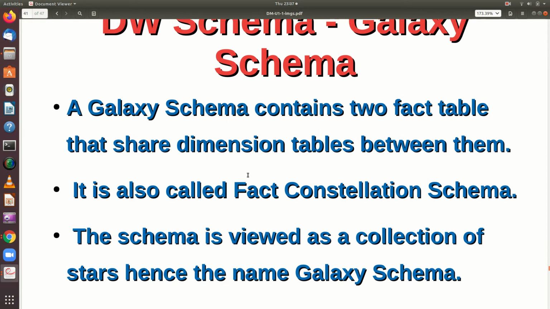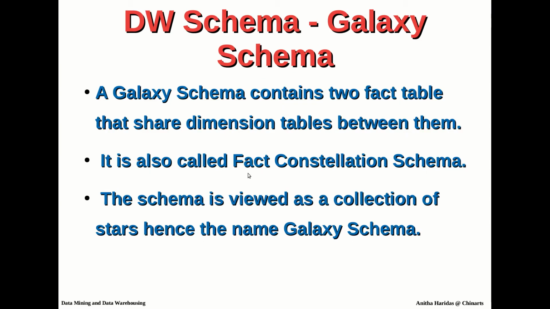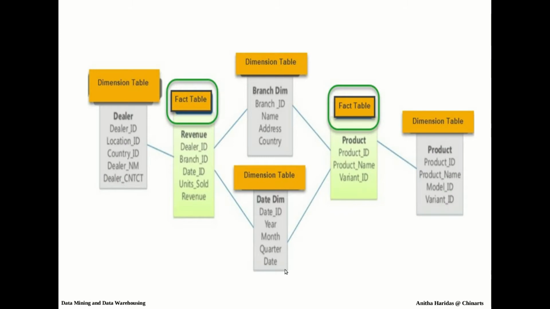So in the galaxy schema, or the fact constellation schema, you can have more than one fact table which will share the dimension tables between them. It is also called fact constellation, and it is viewed as a collection of stars. So there are two fact tables, one dealing with the products, another dealing with the revenue. Both the revenue and the product fact tables are sharing two dimension tables. One is the branch, the other one is the date dimension table, right?